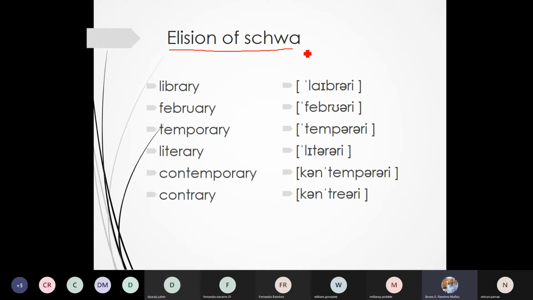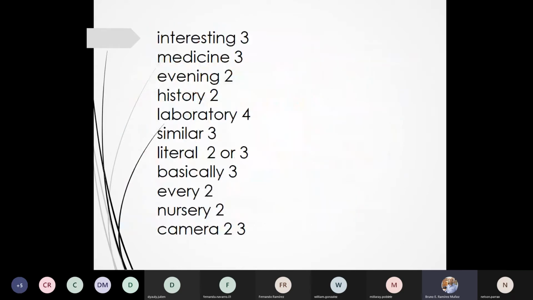Okay, and in the following slide, we are seeing that some of those schwas were elided or missed. So in this list of words, I don't know if you're seeing it. The one that starts with interesting, and they have a number, 3. Yes, teacher. Okay. I'm going to give you 30 seconds to read them aloud on your own, and then I'm going to ask some questions. The number that is next to the word means that it may have 2 or sometimes 3 syllables. So please practice on your own first, 30 seconds, and then I'm going to ask some of you to read them aloud.